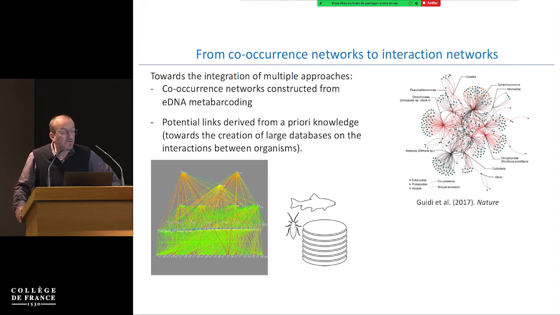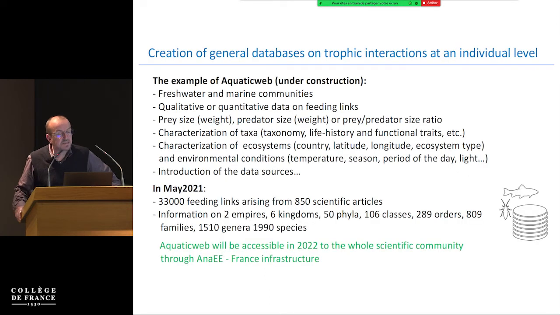One idea might be to link eDNA approaches and other approaches based on all the previous knowledge on interactions between organisms. In order to begin that, we tried to construct a database which informs as much as possible the links between organisms in aquatic ecosystems. This database will be accessible in the next year to the world scientific community. It will be accessible through the ANAE France infrastructure.